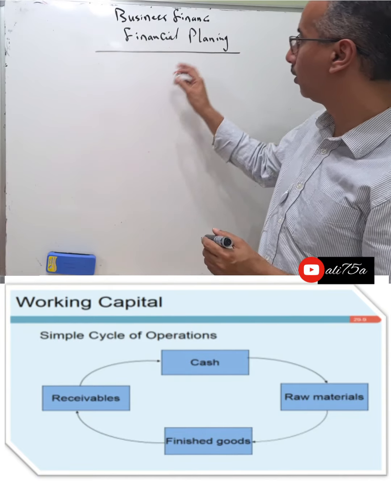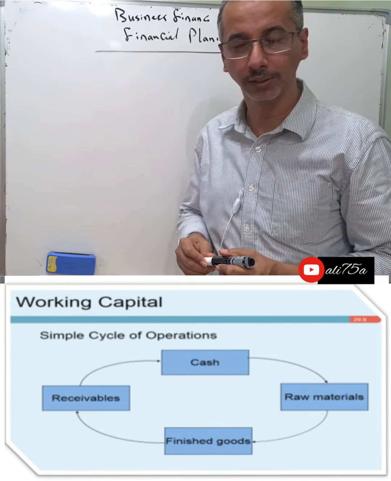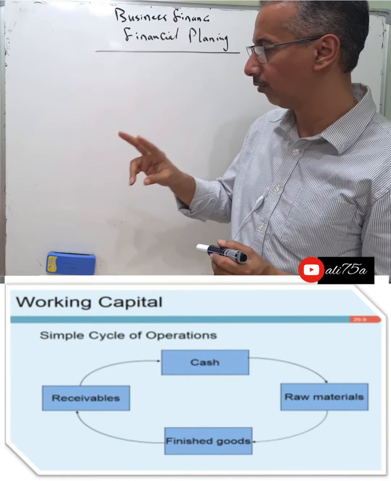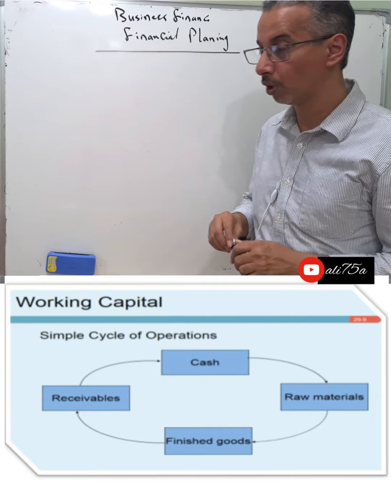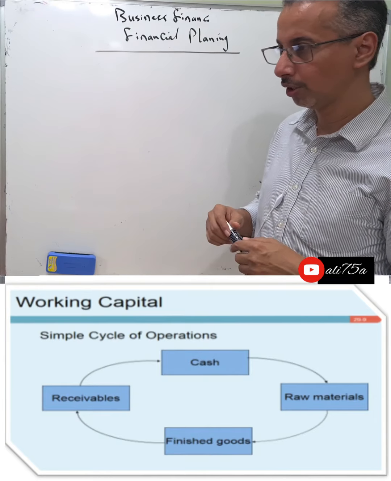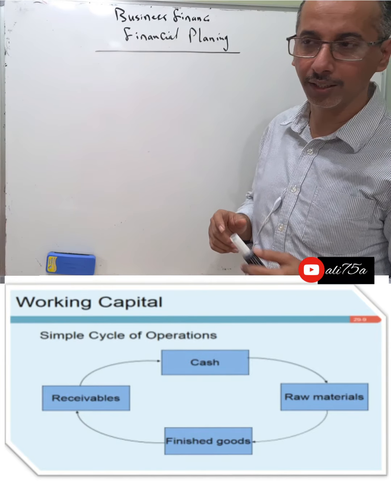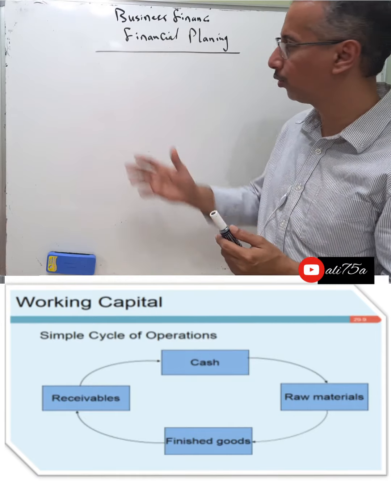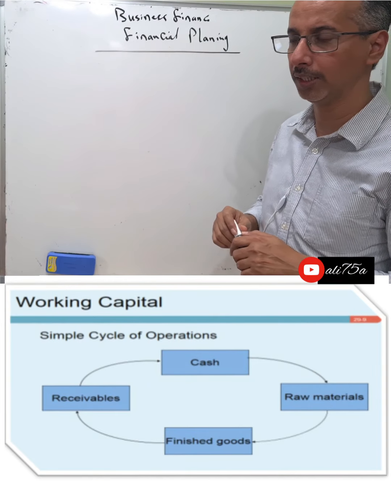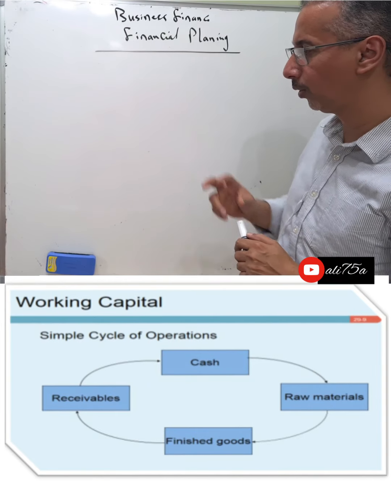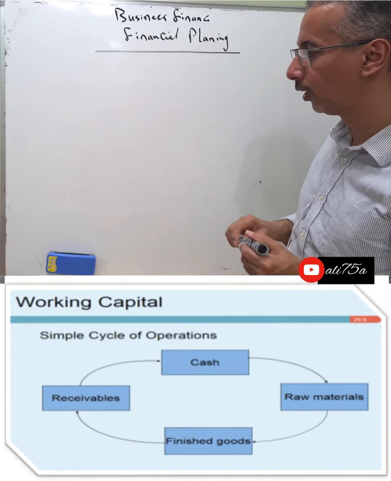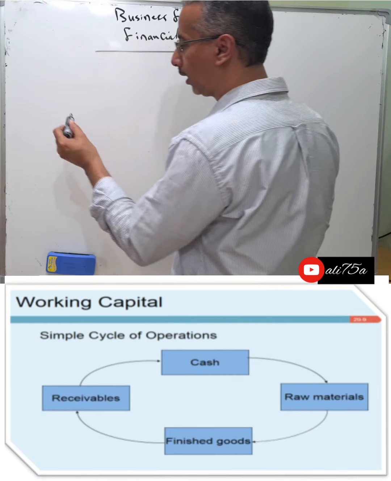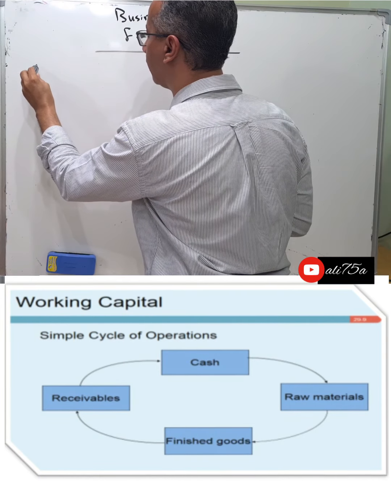Today we'll talk about financial planning, but in this topic we'll cover only two issues: working capital, the cash conversion cycle, and the cash budget. Many topics should be covered in financial planning, but because of time we will cover only two main issues. First one, cash conversion cycle.